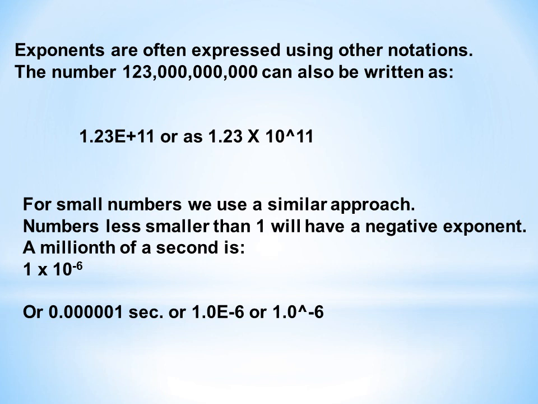For small numbers, we use a similar approach. Numbers less than 1 will have a negative exponent. A millionth of a second is 1 times 10 to the minus 6, or 0.000001 second, or 1E to the minus 6, or 1.0 caret minus 6 on a calculator.